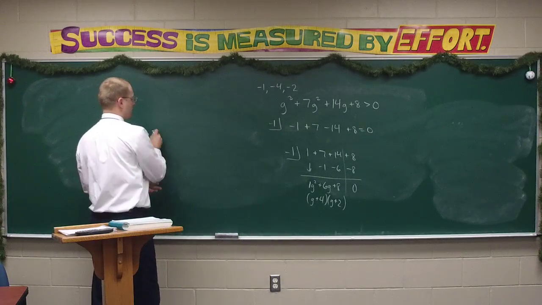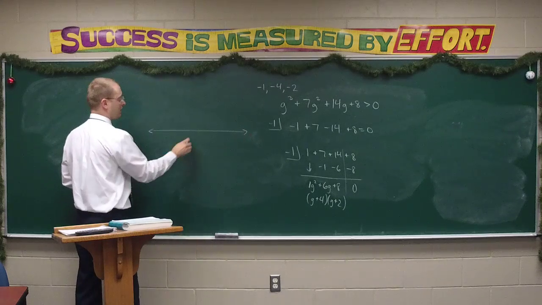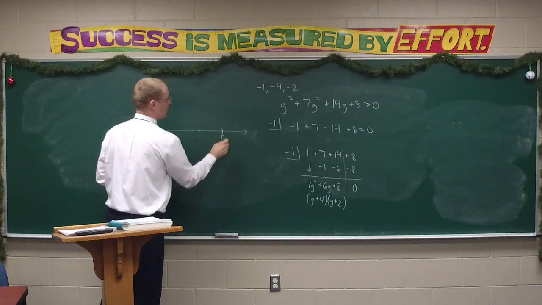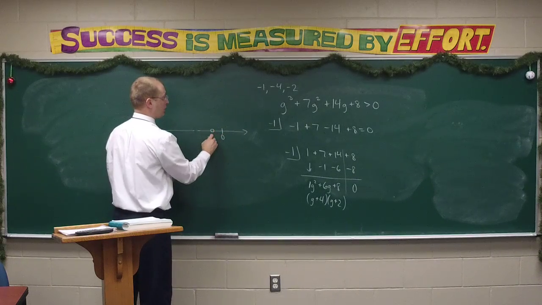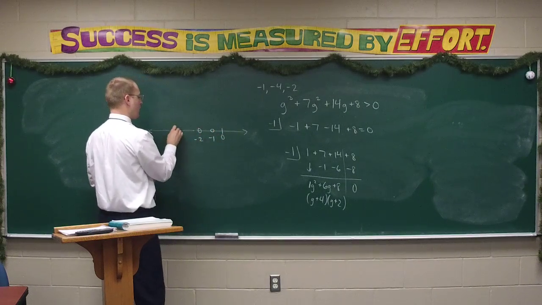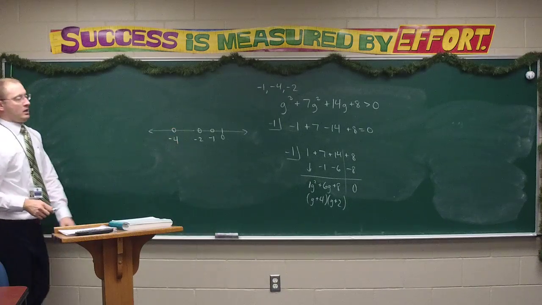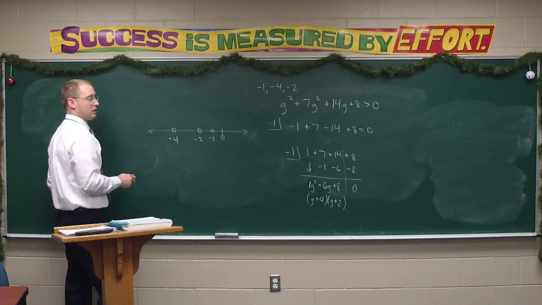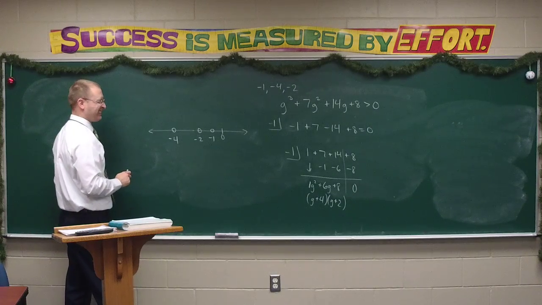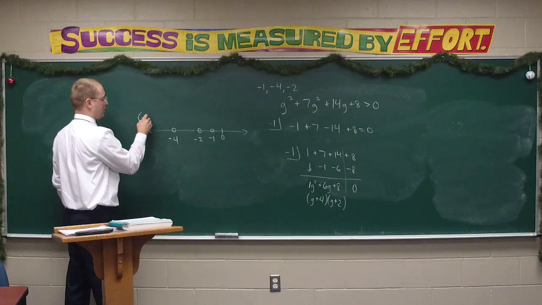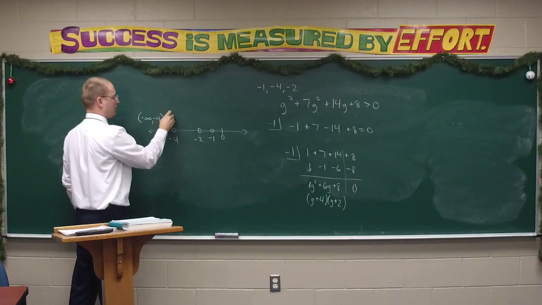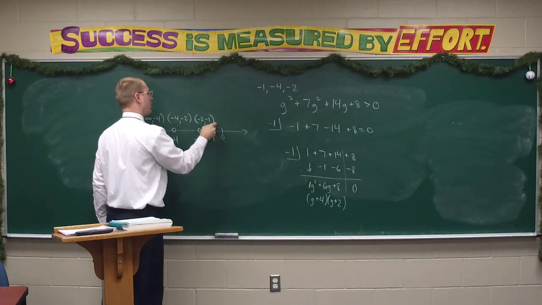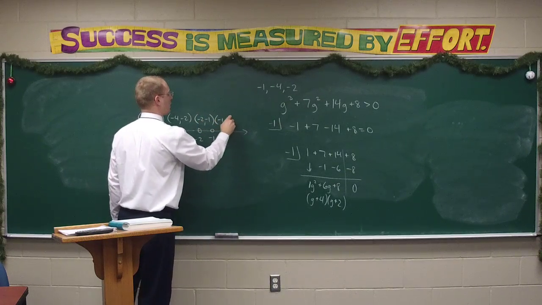Let's see what happens. There's 0. Actually, I'm going to shift 0 a little further up the number line. All right, open circle at negative 1, open circle at negative 2, open circle at negative 4. What are my 3 ranges of values, Brandon? Or 4 ranges of values, what are they? Parentheses, negative infinity, comma, negative 4, parentheses. Parentheses, negative 4, comma, negative 2, parentheses. Parentheses, negative 2, comma, negative 1, parentheses. Parentheses, negative 1, comma, infinity.